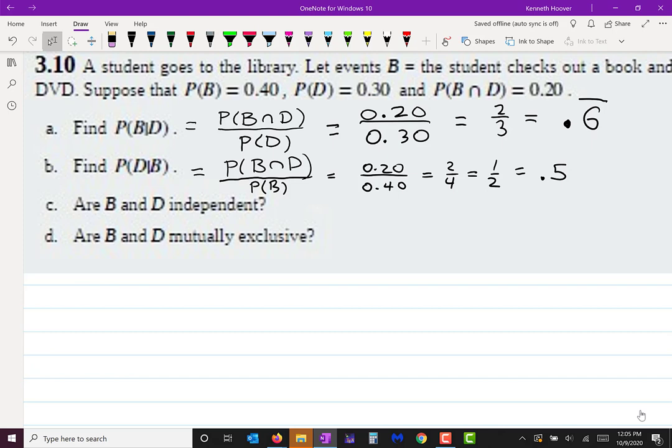Okay. Are they independent? Well, let's check. If they are independent, that would mean the probability of their intersection, which is right here, equals the product of their probabilities. So is 0.2 equal to 0.4 times 0.3? And the answer is no. So they're not independent.